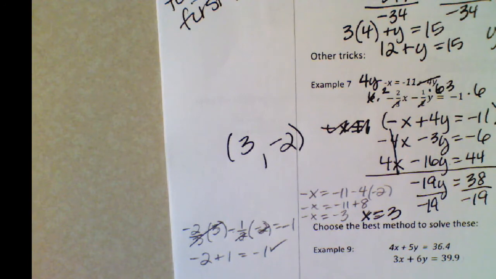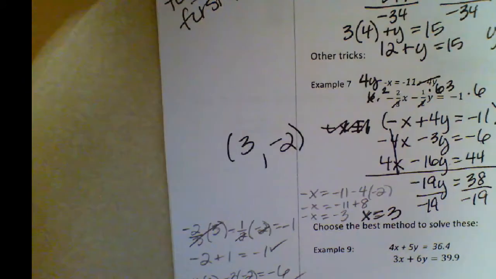Top, bottom, middle, any of them, right? Let's check that one. Negative 4 times 3 and negative 3 times negative 2 should equal negative 6. What's negative 4 times 3? Negative 12. What's negative 3 times negative 2? Plus 6 equals negative 6, and that checks out. Beautiful.